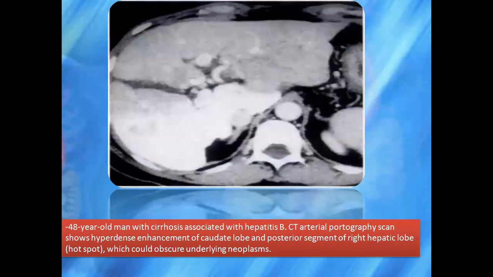This is a CTAP for a 48-year-old man with cirrhosis associated with hepatitis B. CT arterial portography can show hyperdense enhancement of the caudate and posterior segment of the right hepatic lobe, a hotspot, which could obscure the underlying neoplasm. This is the hyperdense area.